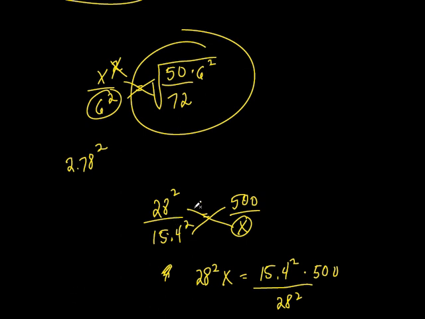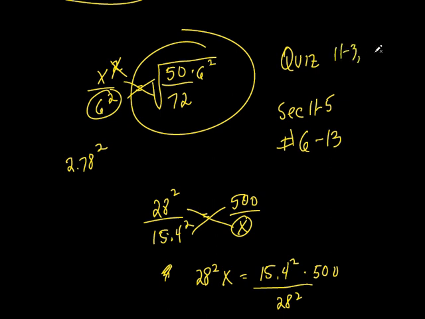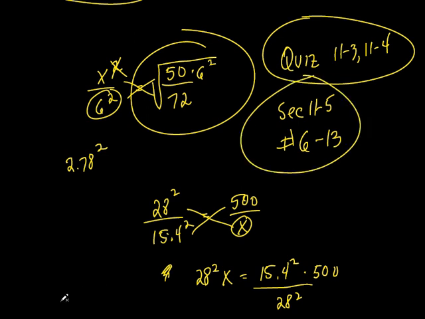All right, so what did I say? Numbers 6 to 13, section 11.5. And we're going to take a quiz tomorrow, right? That's going to be section 11.3 and 11.4. All right, see you tomorrow.